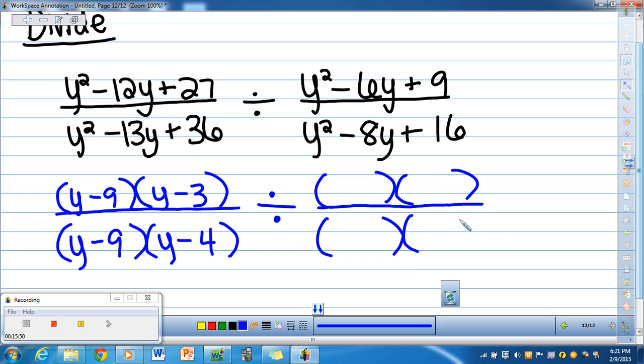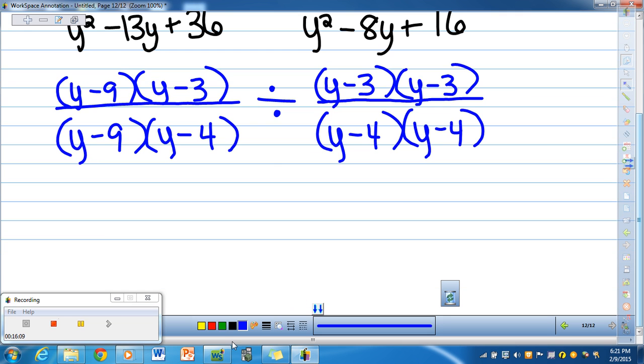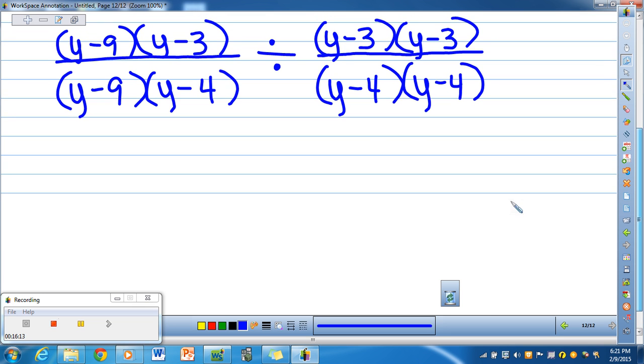On the other fraction, let's look at the top, two numbers that multiply to 9 and add to negative 6. We've got y minus 3 and y minus 3, and on the bottom multiplies to 16, adds to negative 8: y minus 4 and y minus 4. Let's go ahead and copy, dot, flip to turn this into a multiplication problem.